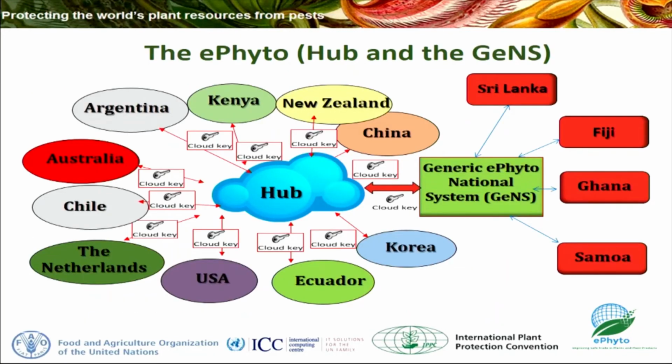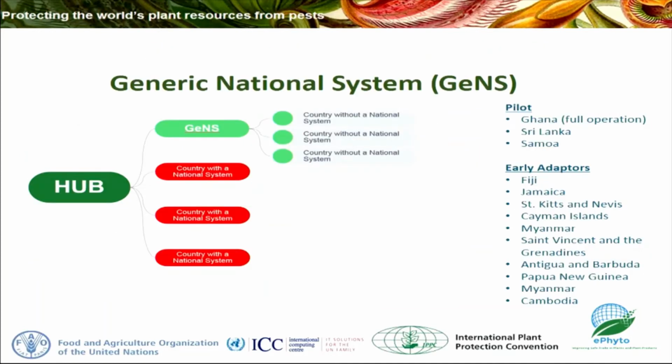So this is kind of what it would look like. This is probably more like the way I would draw it, a little messy, but you can see that there are countries, and all those countries are on the hub. Not all of them are actively exchanging. They're in different statuses in terms of their development and access to the hub. But then you can see the generic national system, Sri Lanka, Fiji, Ghana, Samoa, there are others, and you'll see that in the next slide.